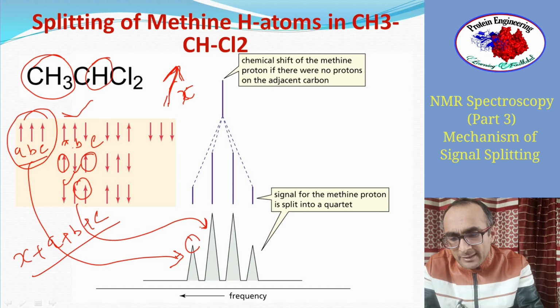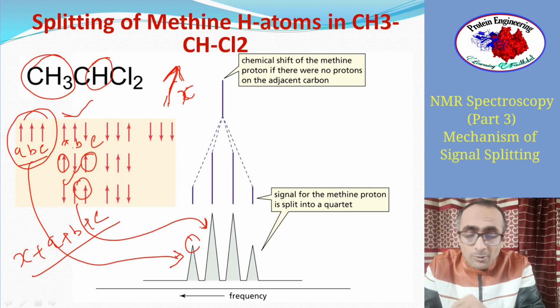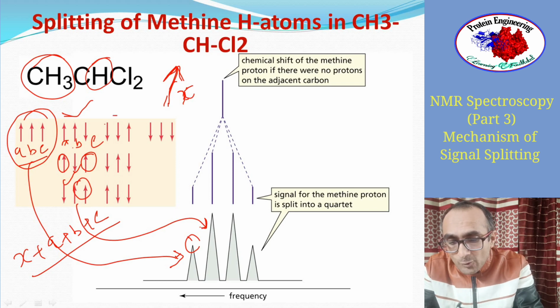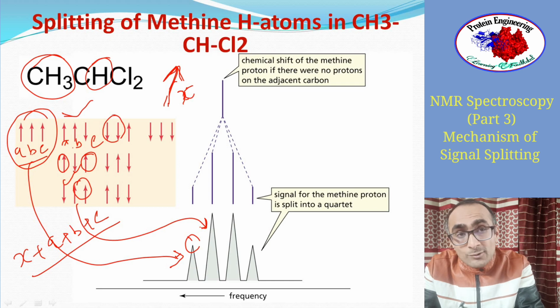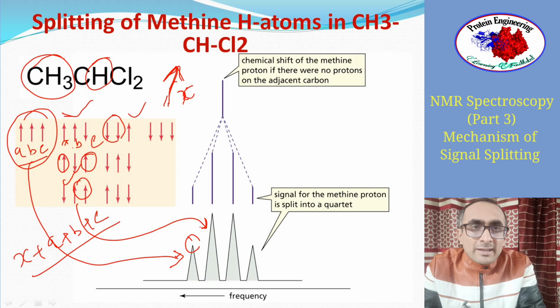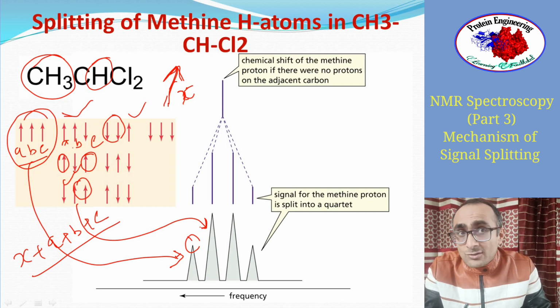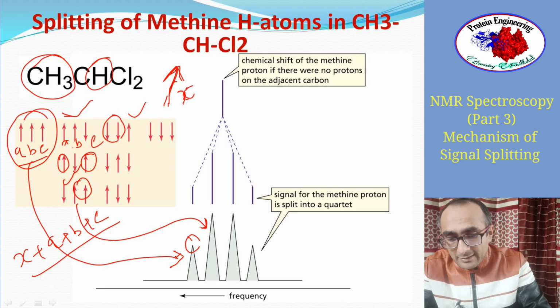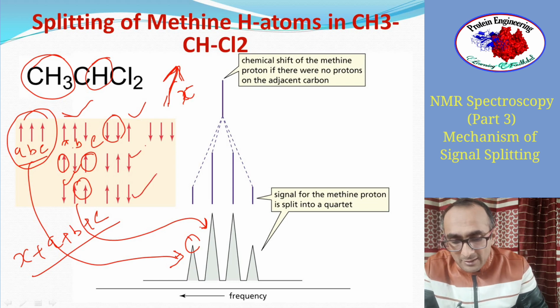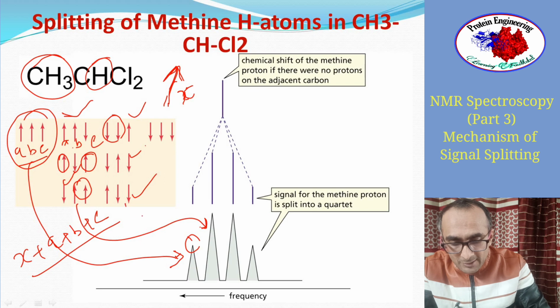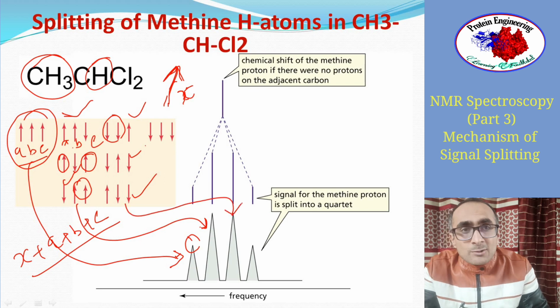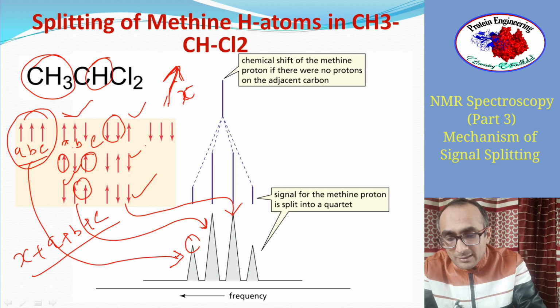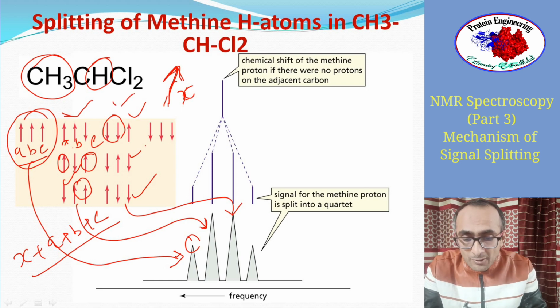Then the third possibility is that out of 3 methyl protons, any two protons are facing downside, opposite to the applied magnetic field. One proton is showing an additive effect. It's lined up in the same direction as the applied magnetic field, and that also again would have 3 combinations. So that's why you get another peak here, which is also 3 times the first peak, represented by these orientations of the methyl protons.